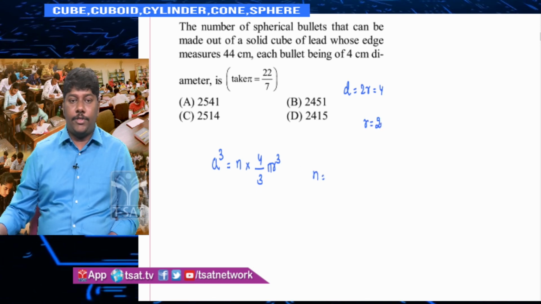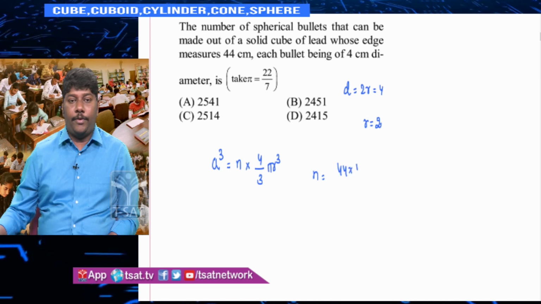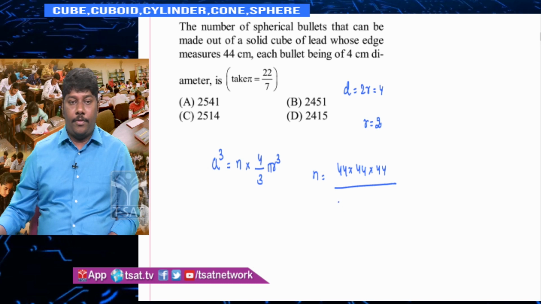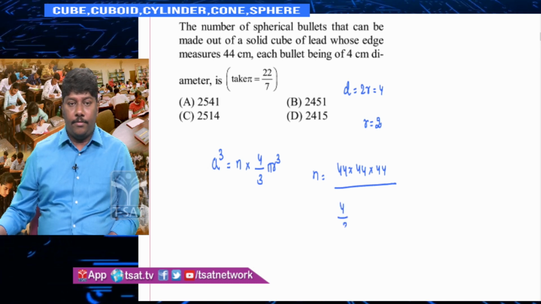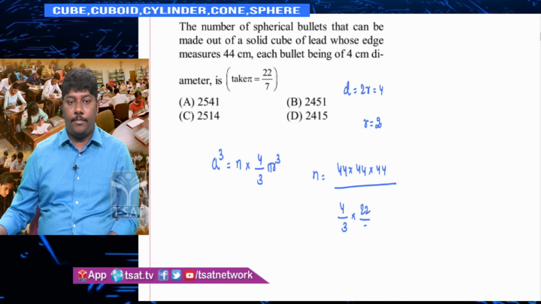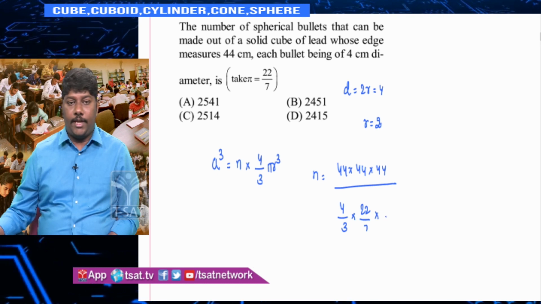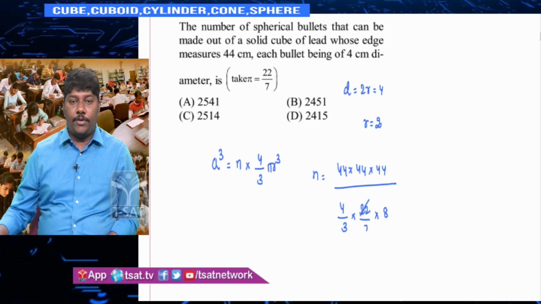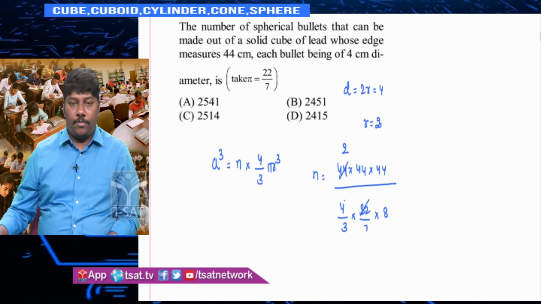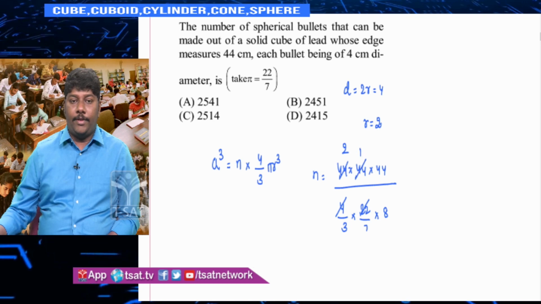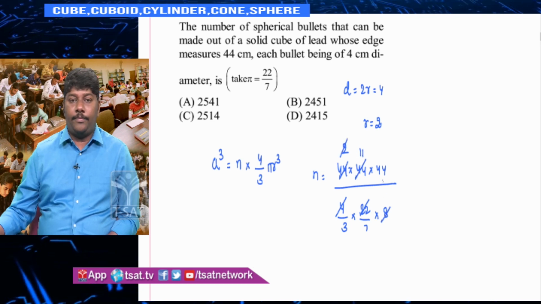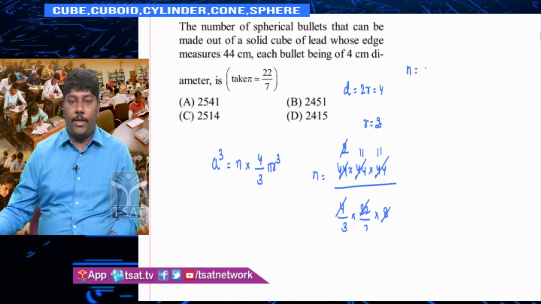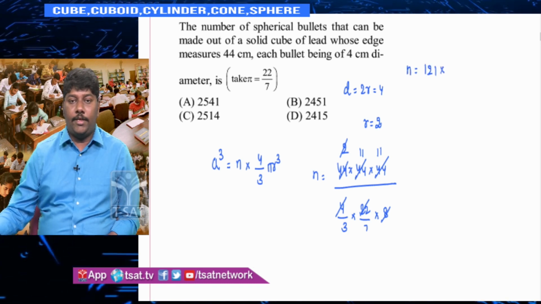So, n is equal to 44 into 44 into 44 divided by 4 by 3 into 22 by 7. 2 cube is just 8. Then cancel: 22 ones are, 22 twos are, 4 ones are, 4 11s are, 2 ones are, 2 fours are, again 4 ones are, 4 11s are. So, you are getting the n value as 121 into another 21.